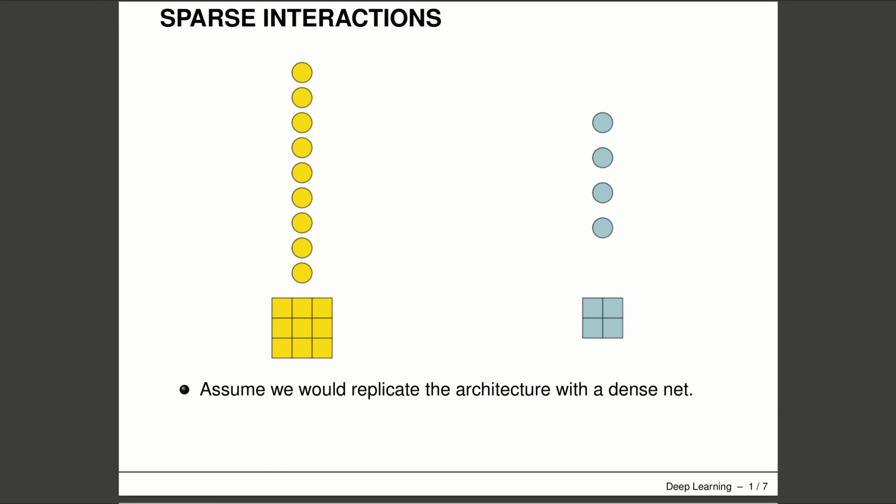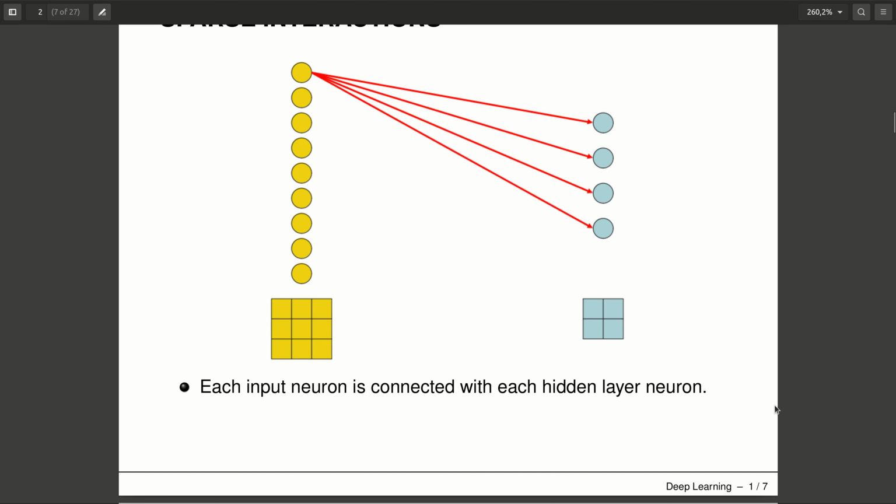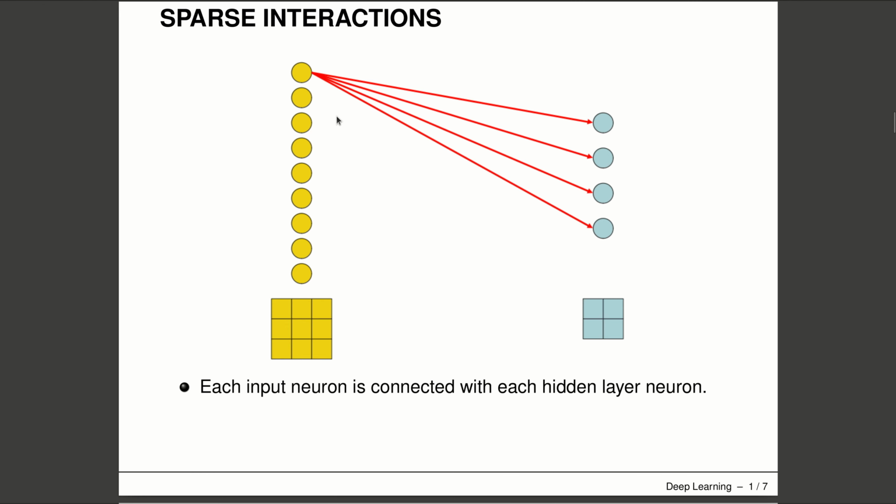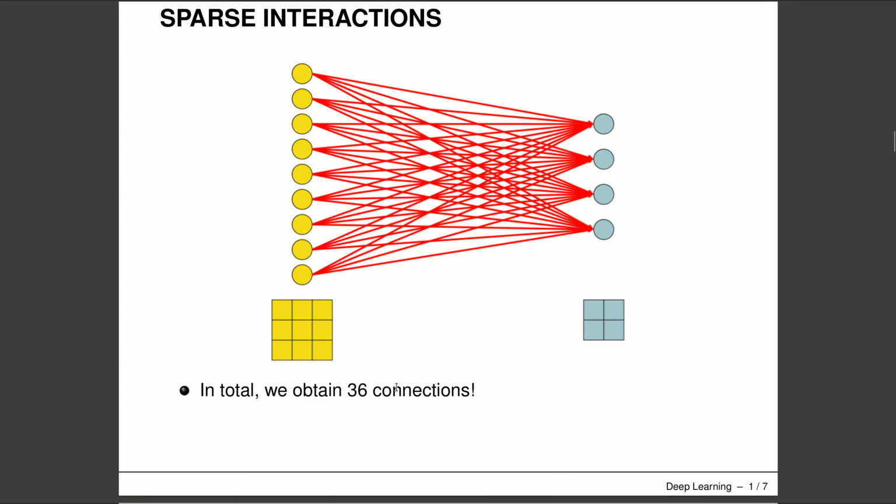However, in a dense layer, these numbers are different. Assume you would like to replicate the architecture with a dense network. Now we have 9 neurons as input, and for the second layer we also have 4 neurons. Each input neuron is connected to each neuron of the second layer. Therefore, in total, we have 36 connections.